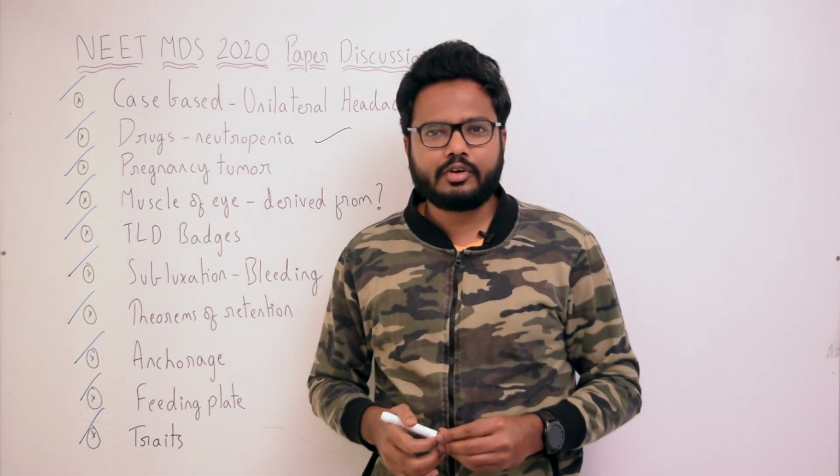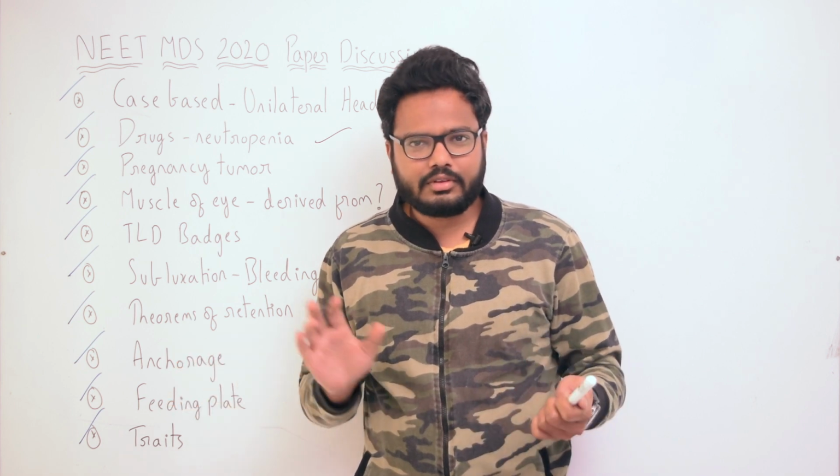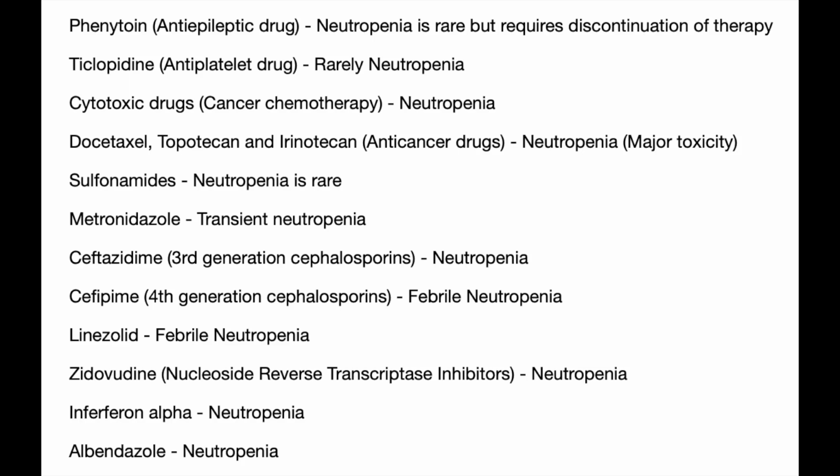Drugs associated with neutropenia, or which of the following drugs doesn't lead to neutropenia? I'm not sure what the question is, but based on the keywords, here is some literature for you. Just review it once. There are various drugs which have the potential to cause neutropenia, either because of febrile situations or bone marrow suppression, etc. Phenytoin, an anti-epileptic drug, as you know, causes neutropenia, which is rare, but when there is neutropenia, discontinuation of therapy is required. Ticlopidine, an antiplatelet drug, also rarely causes neutropenia.